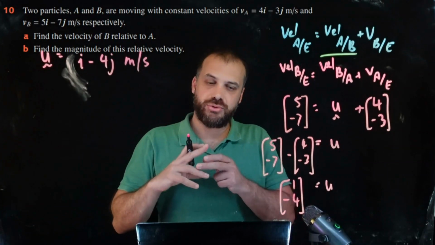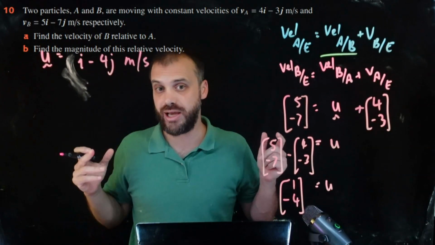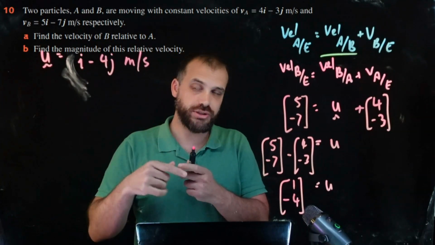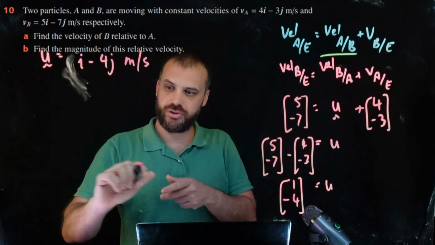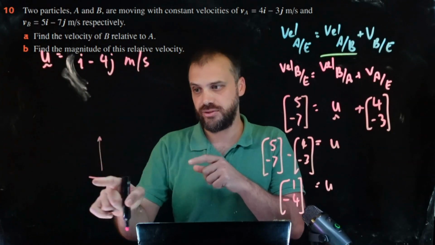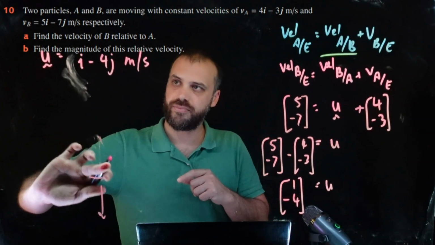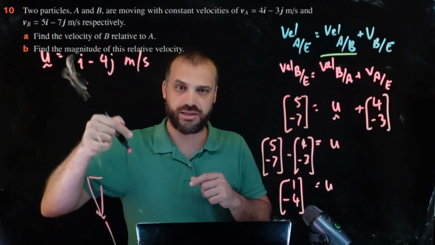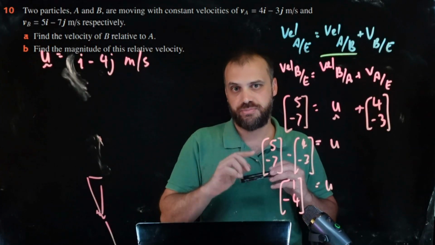So you might be looking at this going, okay, it asked us to find a velocity, so we need magnitude and direction. This encompasses magnitude and direction. We're told that we're moving 1 component across and 4 components down every second. 1 meter across, 4 meters down every second. 1 second, 2 seconds, down, down, down, down. Okay, that's the velocity of B relative to A.